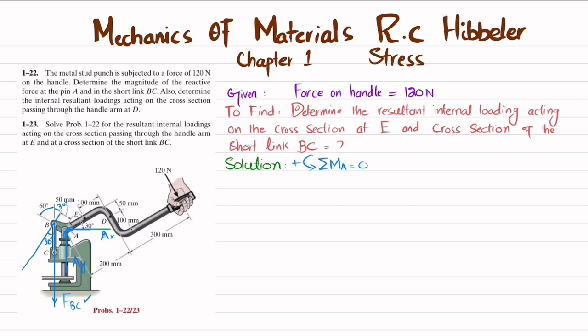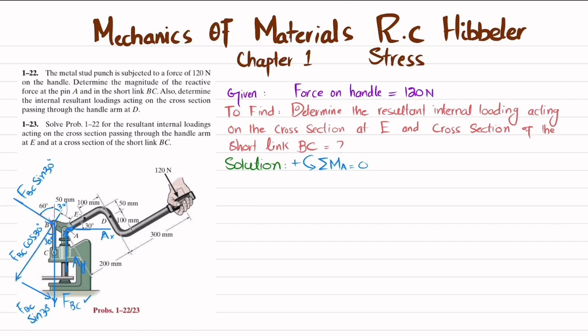Now this FBC will have two components, one along this direction and the other along this direction. Clear? Or you can say this component will pass through point A. So this is FBC sine of 30 degrees and this component is FBC cos of 30 degrees. This is the same FBC sine of 30 degrees because these two reaction forces must pass through point B.